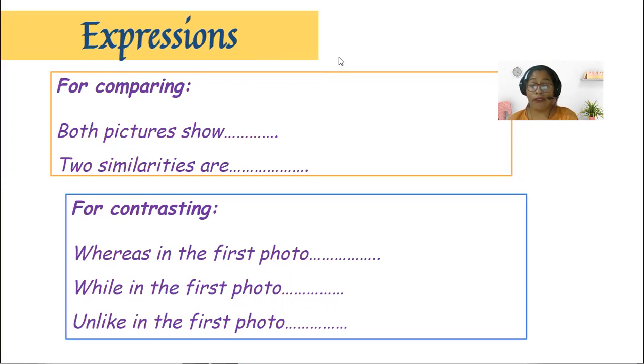Excellent. Then you have, unlike in the first photo, they seem to have fun. In the next photo, they look concentrated. Yes, excellent. So those are the expressions for talking about similarities and differences, okay? Or for comparing and contrasting.